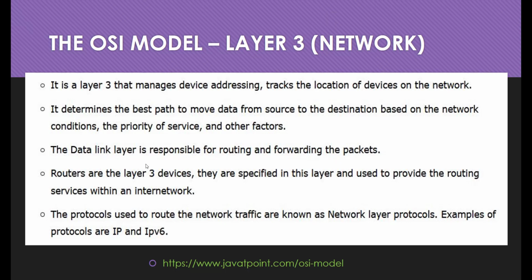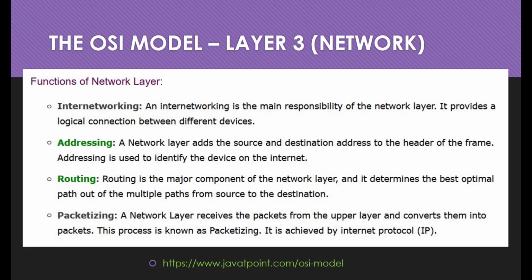The protocols used to route the network traffic are known as network layer protocols. Examples of these protocols are IP version 4 and IP version 6, which is a newer version. We can see other functions of the network layer. We explain what internetworking is, which is providing a logical connection between different devices through IP addressing. We also see addressing, where we add source and destination addresses to the header of the packet, and then we can identify devices on the internet.